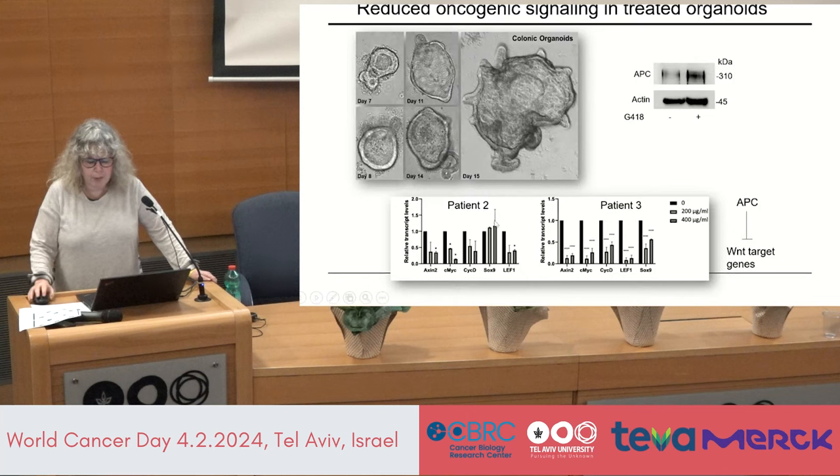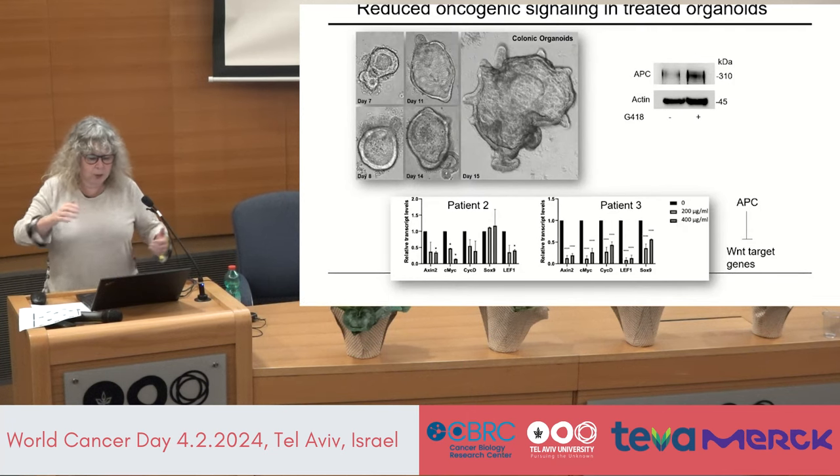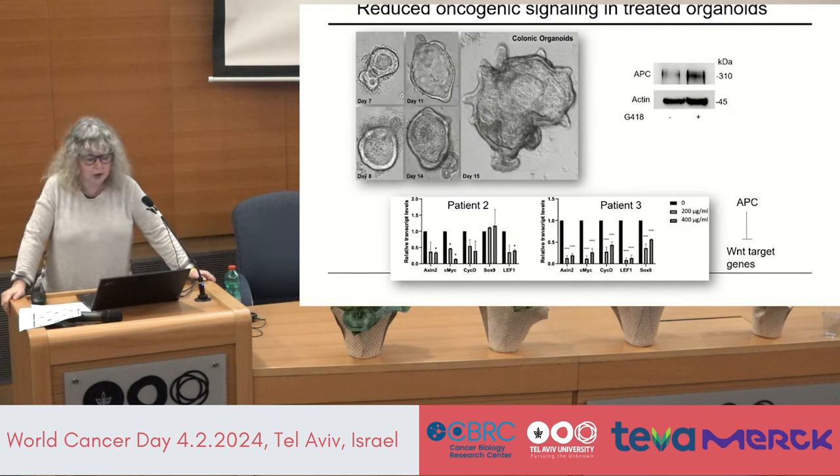Here we are measuring Wnt target genes. So if you have high levels of beta-catenin, we would expect to reduce levels of Wnt target genes. And we saw it very nicely. So you can, by samples, anticipate how the patient will react, because these results were seen very clearly in the clinic. Patient number 3 reacted much better.